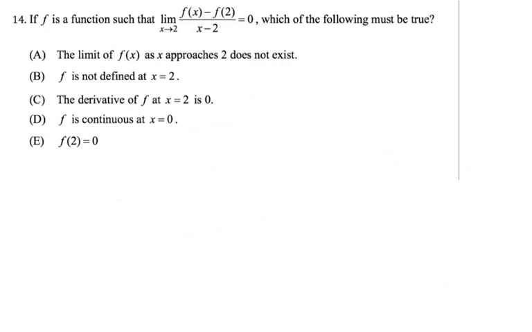All right, let's look at number 14 here. If f is a function such that, now, did you realize that this is another definition of the derivative? That's right. So this is the definition of the derivative, f prime, where x is approaching 2. So therefore, we are looking at the derivative of f at x equals 2, and that derivative is equal to 0. So choice C is what the expression explains. All right, we'll stop here for now, and I'll see you soon in part 2.